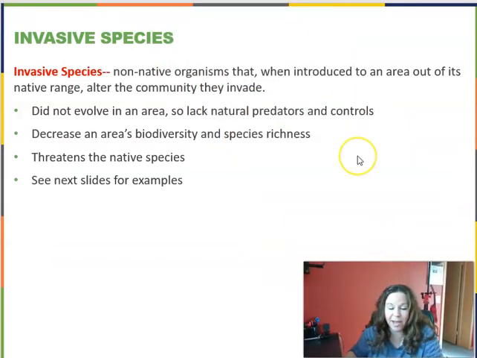Something that decreases biodiversity is invasive species. These are non-native organisms that, when introduced to an area out of its native range, alter the community that they invade. Basically, these organisms are brought there. They did not evolve there, so they lack natural predators and they lack control. And this will increase competition with the native species who do have predators and controls. And so guess who's going to win? It's the invasive species. They take over, reduce the biodiversity and the species richness, and can basically alter and wreck a whole habitat.